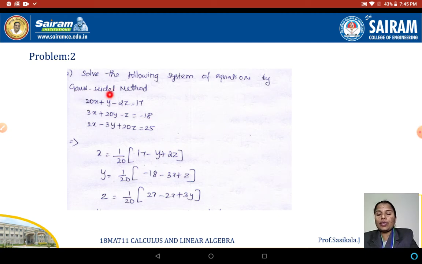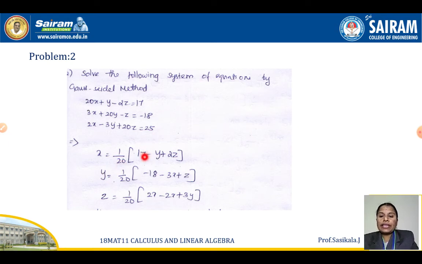So using the first equation, x is equal to 1 by 20 of 17 minus y plus 2z. So 17, this y you can take to that side as a minus, then 2z will be plus. Similarly, the second equation, y is 1 by 20 of minus 18 minus 3x plus z, and z equal to 1 by 20 of 25 minus 2x plus 3y. Okay, so now you can start your iteration.